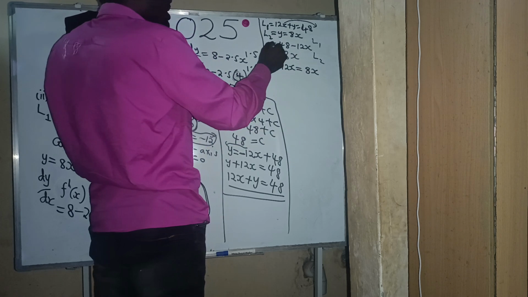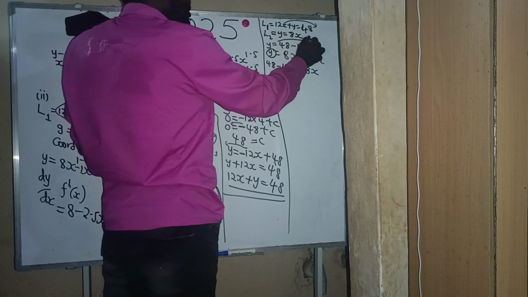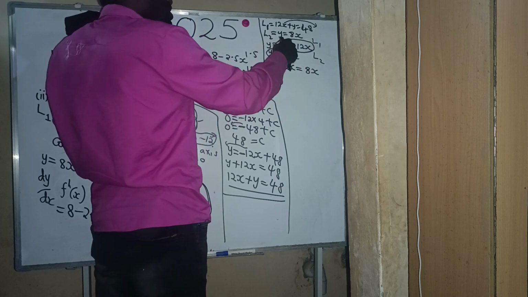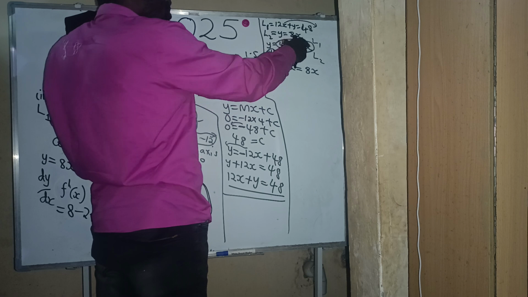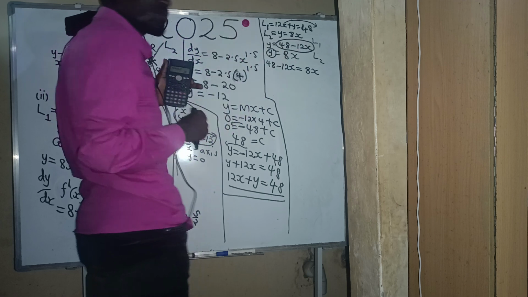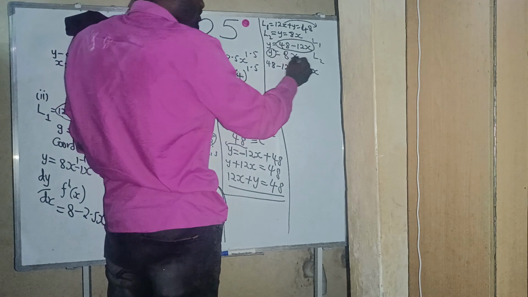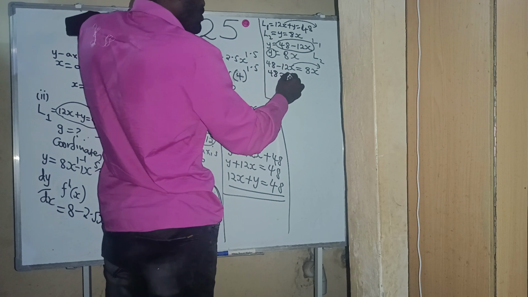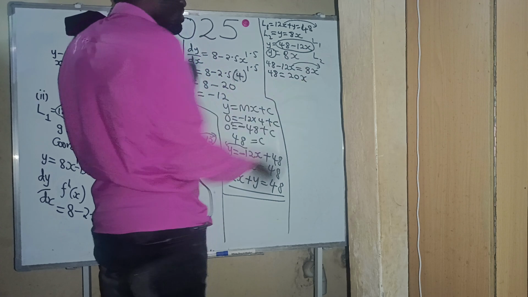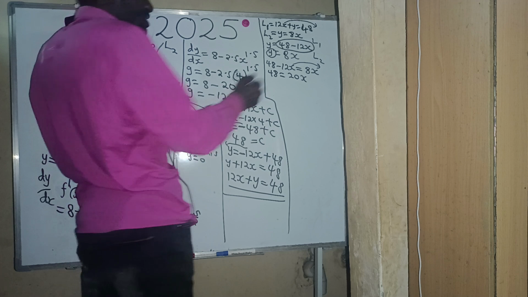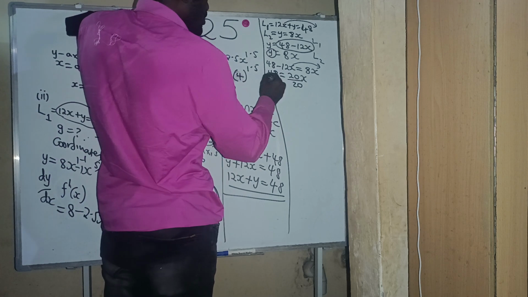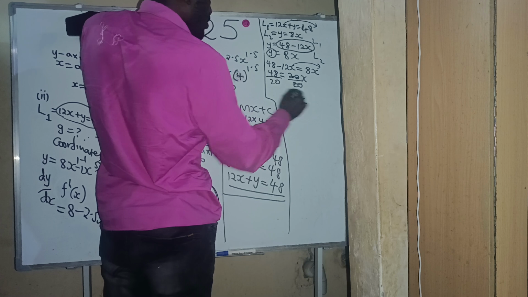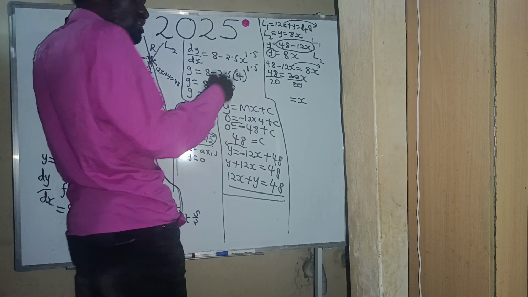Where there's y, I put what it equals, because y is equal to this, so instead of writing y I can pick this in its place. Then I collect like terms. I'll take 12x to this side, so I'll have 48 equals 20x, because 8x plus 12x is 20x. I'll divide both sides by 20, so my x is equal to 48 over 20, which is 2.4.